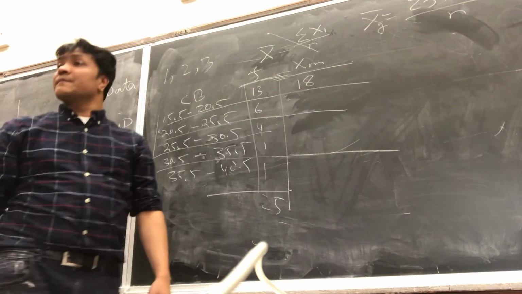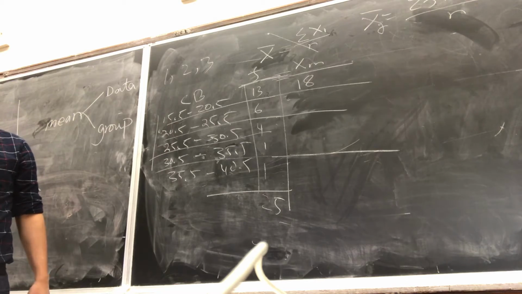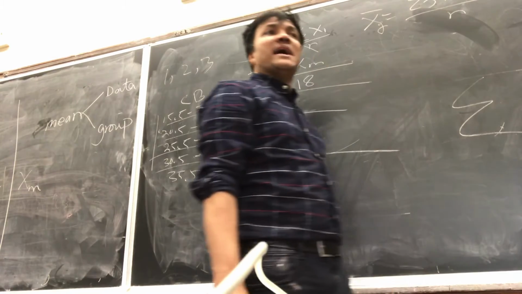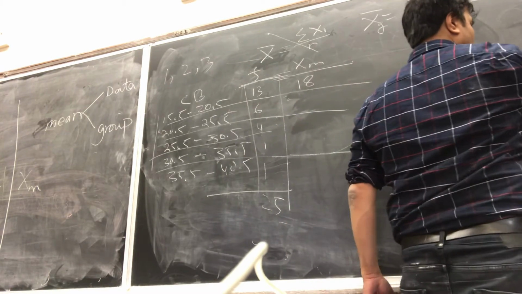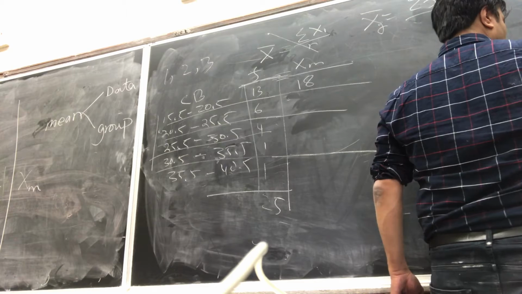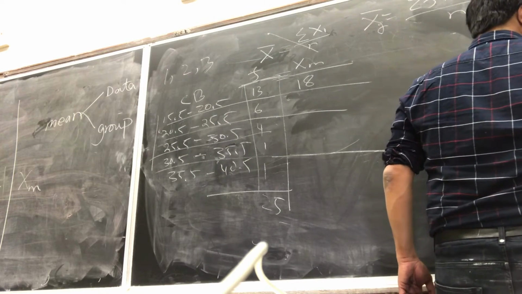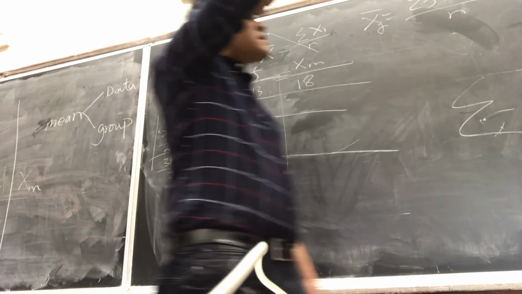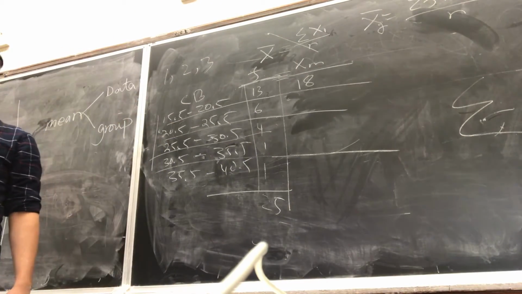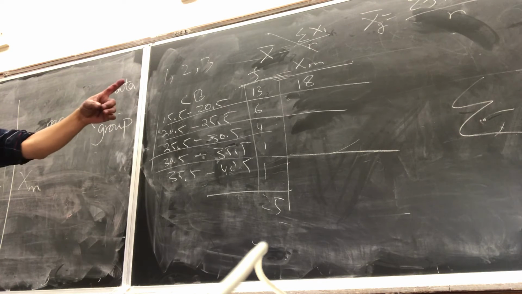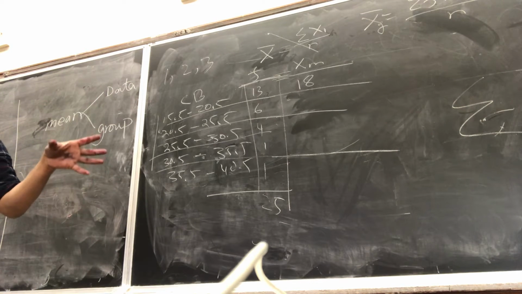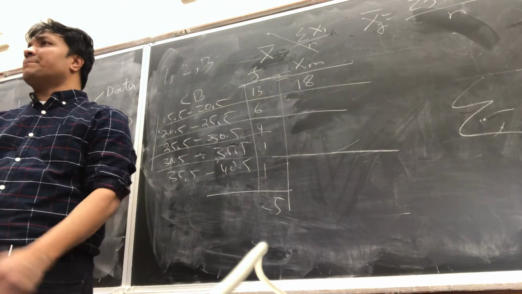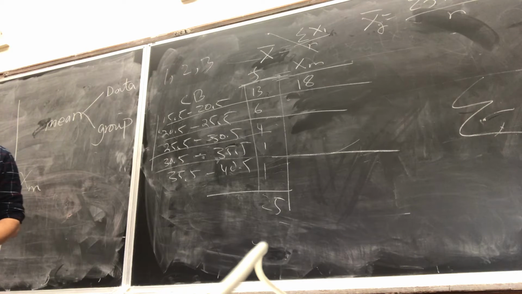What is this E? E is not E. It's sigma, a Greek letter. So xm stands for midpoint, and it's frequency times midpoint. Sigma means sum it up. Sigma means sum all of this up. Does that make sense? Okay.